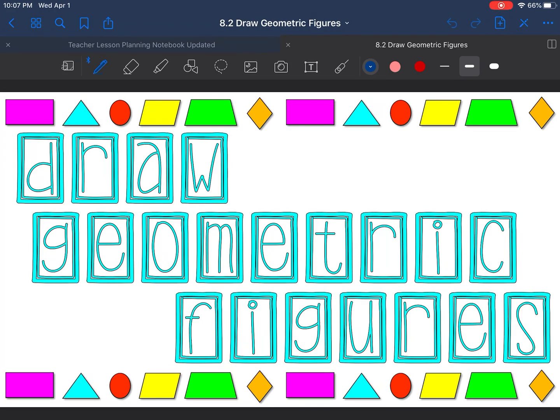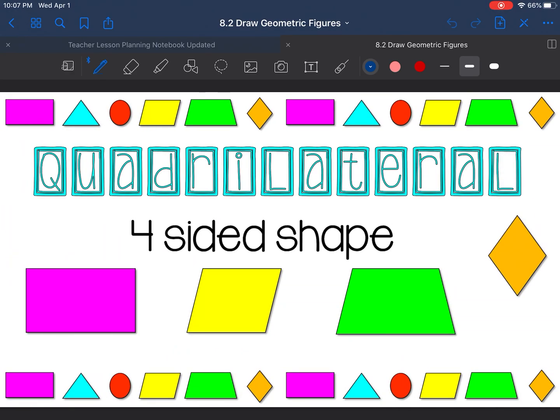All right, we're going to move on to our next lesson, which is drawing geometric figures. So let's first start our lesson by doing a little review. We're going to talk about quadrilaterals today. That's a fun word to say. Quadrilaterals. Quadrilaterals are four-sided shapes.